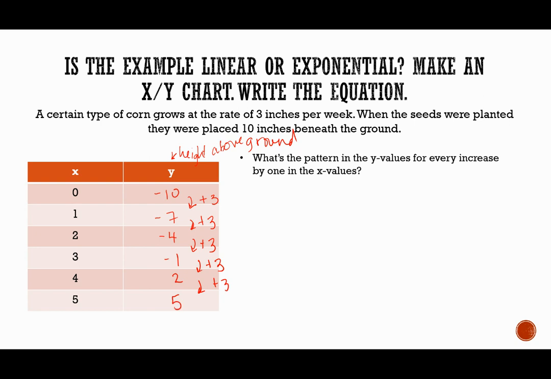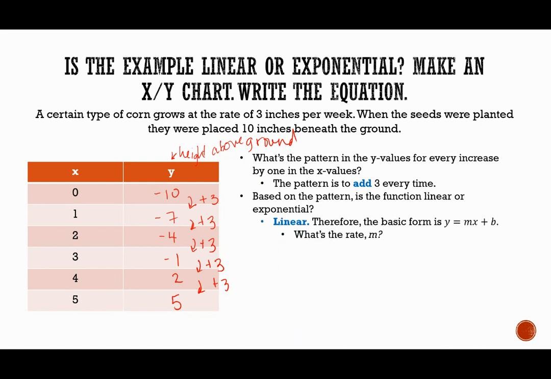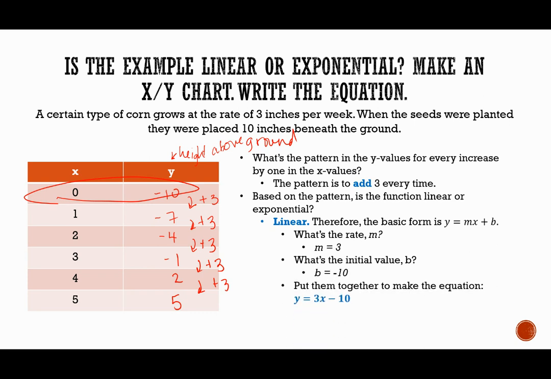Okay. So what is the pattern in the x values? They are adding 3 every time. Based on that pattern, is it linear or exponential? It has to be linear because we're adding 3. So what is my rate? 3. What is my initial value? They started out 10 inches below the ground. So y equals 3x minus 10.